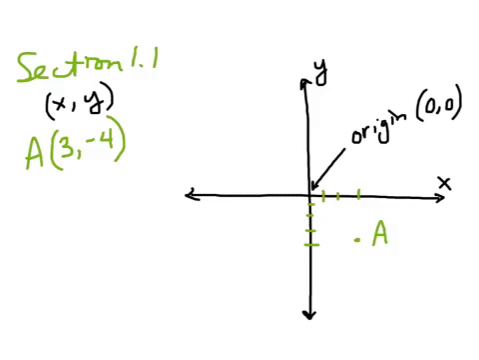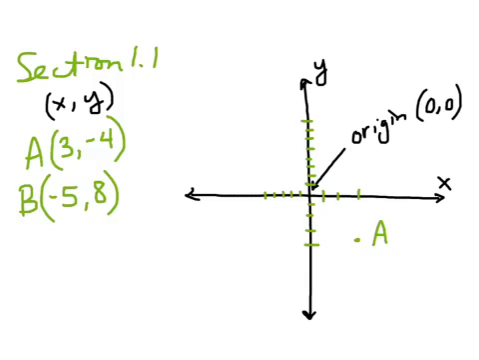Very similar to a GPS format, where if you were mapping a location on your GPS, it gives you latitude, longitude. So I'll give you one more here, letter B. By the way, when they label points, they usually go alphabetical, uppercase. So let's go -5 and 8. So 1, 2, 3, 4, 5. And then up 8. 1, 2, 3, 4, 5, 6, 7, 8.